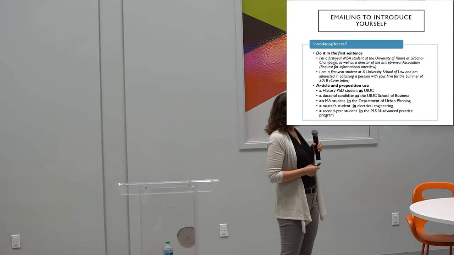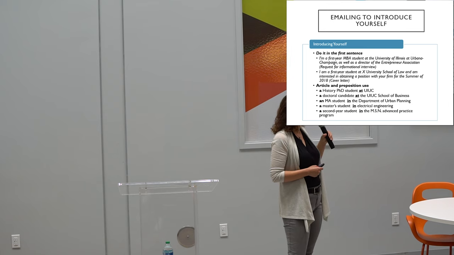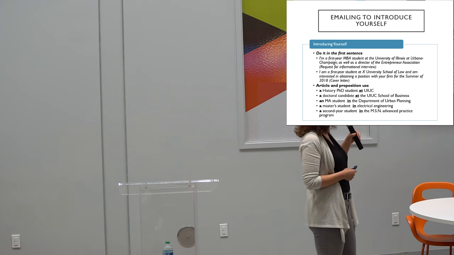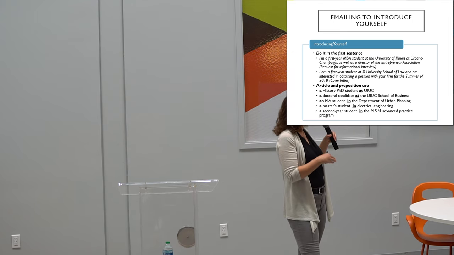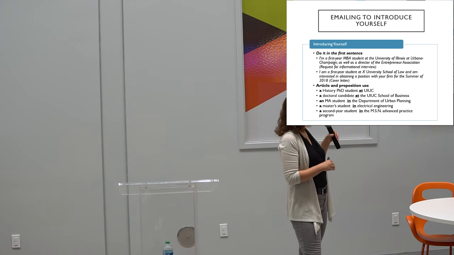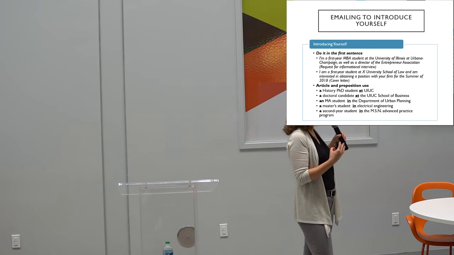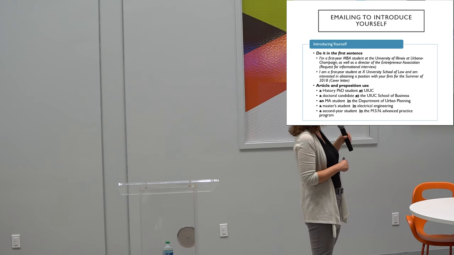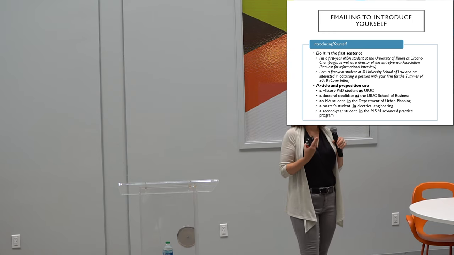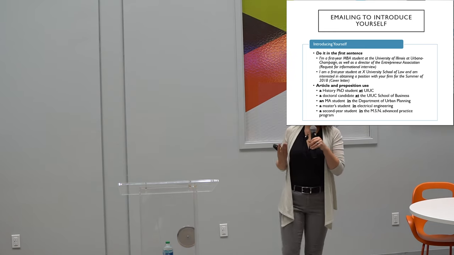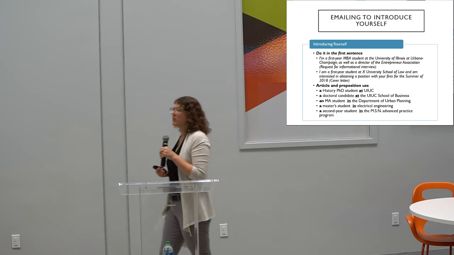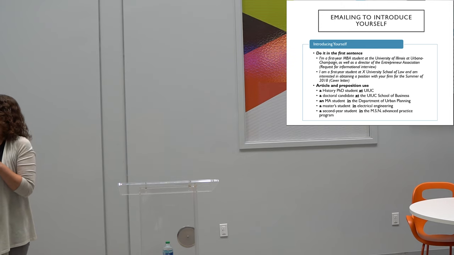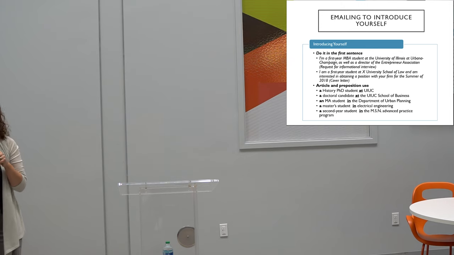I'm a first-year MBA student at the University of Illinois at Urbana-Champaign, as well as a director of the Enterprise Association, and so on. We have another option there. I'm a first-year student at X University School of Law and I'm interested in obtaining a position with your firm for the summer of 2018. So trying to put salient information about yourself up front, right? Again, to give them a little bit of context about you, and why you are contacting them.